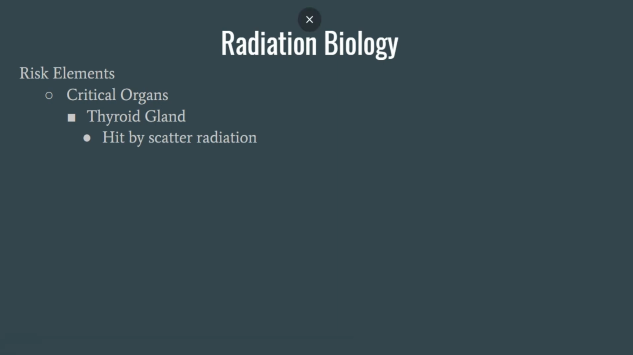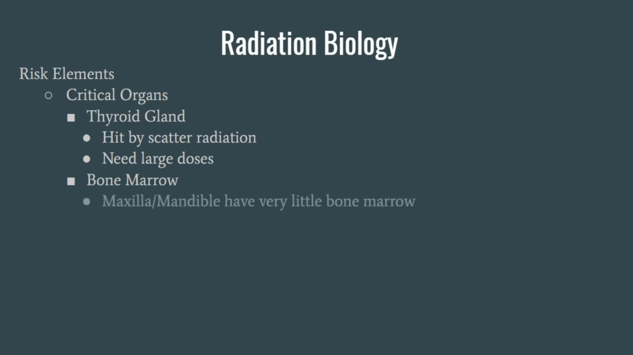But it does need large doses. Again, you would need lots and lots of dental x-rays taken in a short period of time for there to be any serious damage done. Bone marrow is the next one. The maxilla and the mandible have very little bone marrow. So even though bone marrow is a critical organ, it's not at high risk when we're speaking of dental radiology. And then there's the skin.